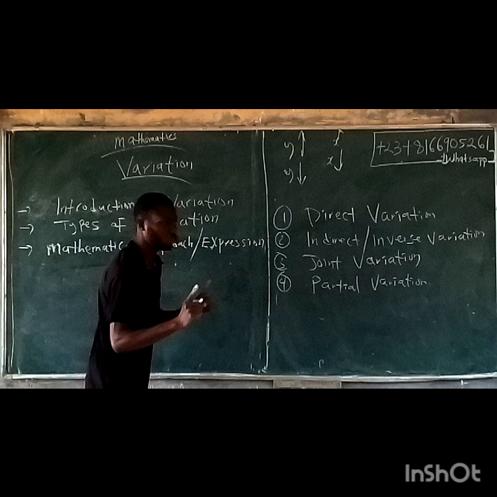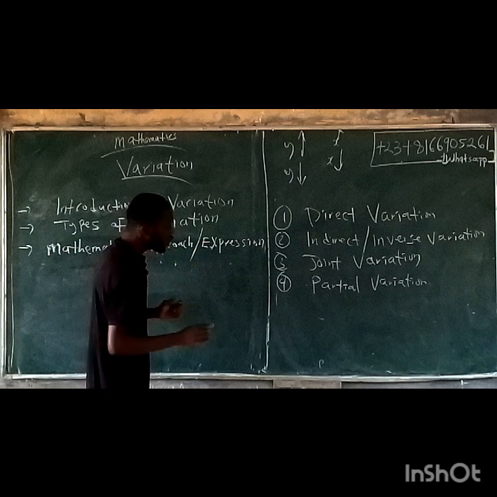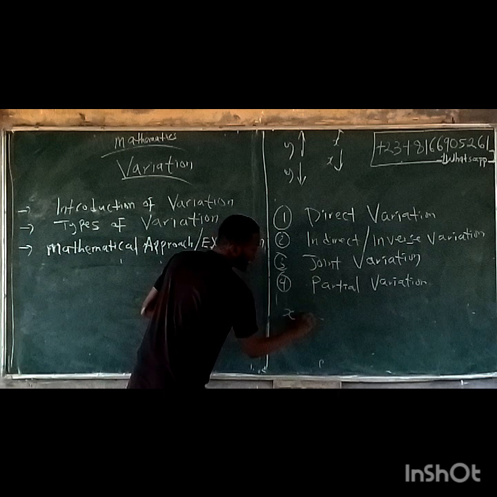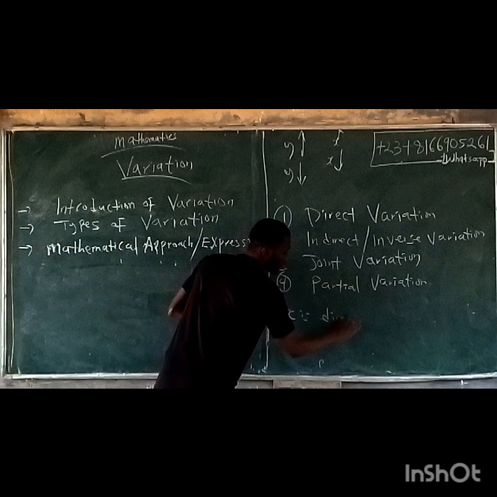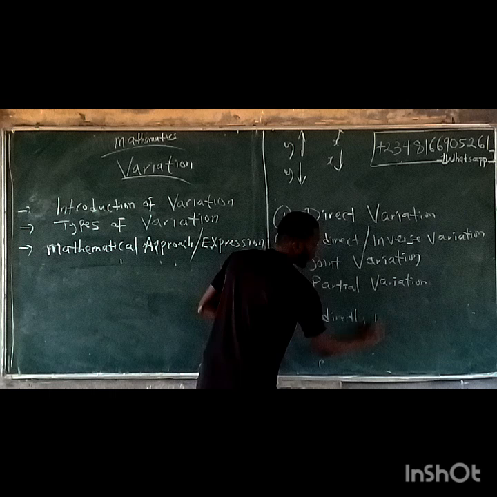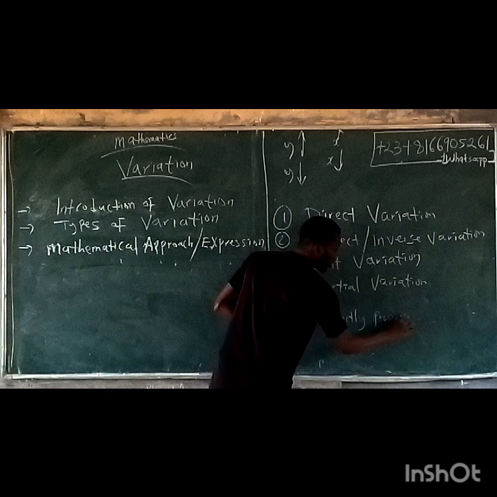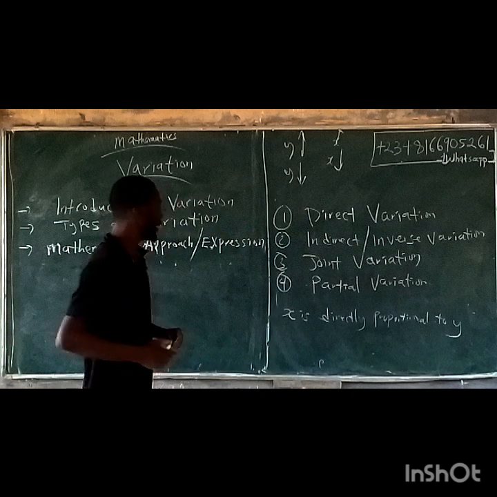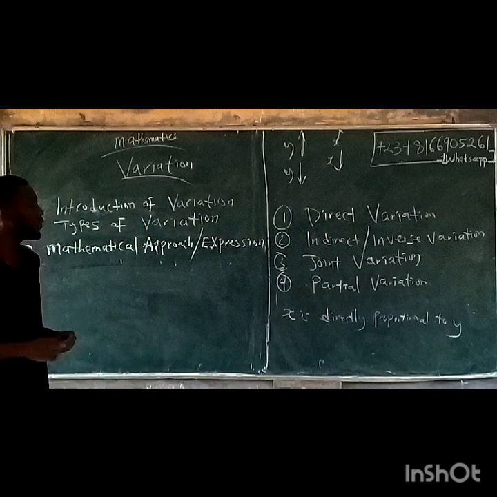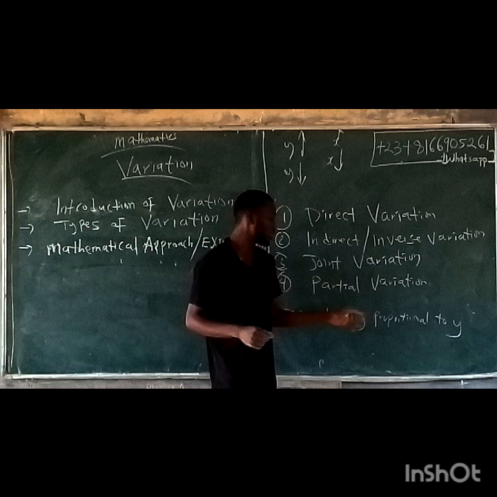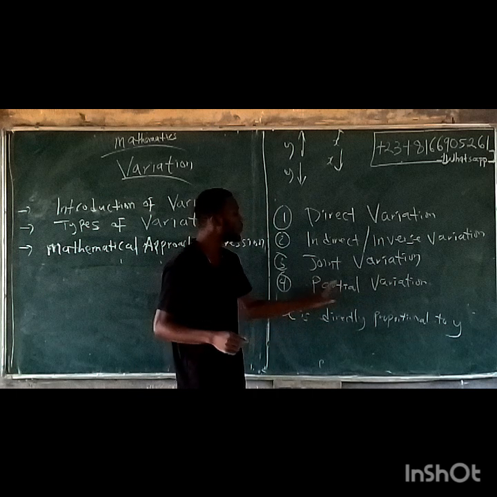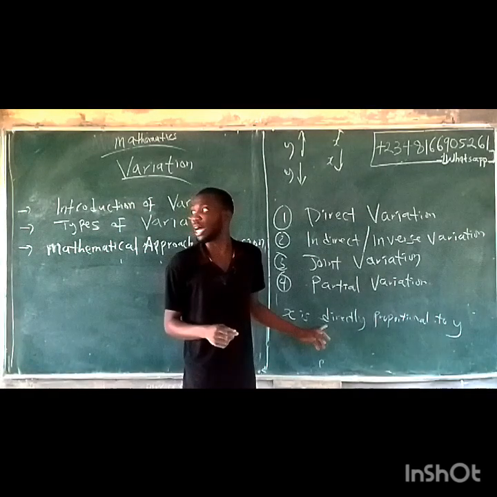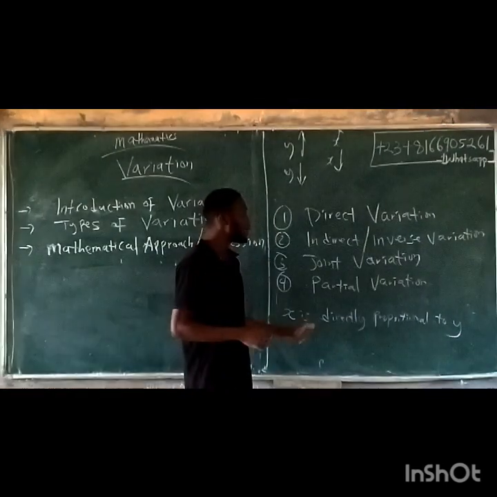Now, let's look at this illustration. The illustration here is that x is directly proportional to y. That is, x is directly proportional to y. Now, when you see a question like this, you should know that this type of variation is direct variation. Why? Because it said it is directly proportional, so it is direct variation.